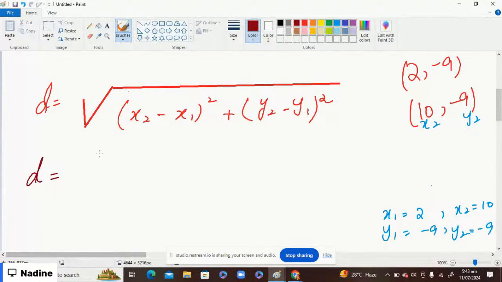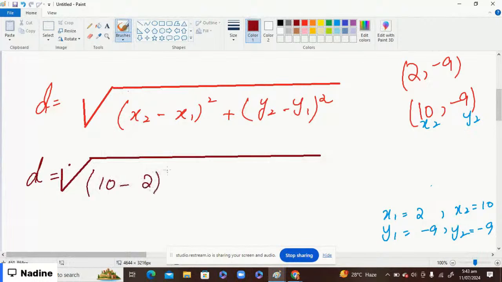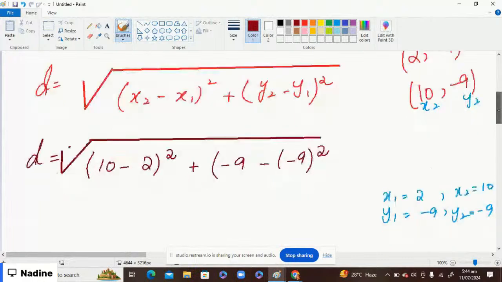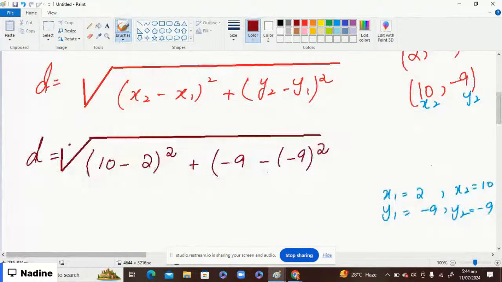So I am going to put down in the formula. When we are going to put x2, this is (10 minus 2) whole square plus y2 is minus 9 minus (minus 9) whole square. Okay, because y2 is minus 9, there is a minus sign, and y1 is also minus 9, so I just put it in the form of a bracket.